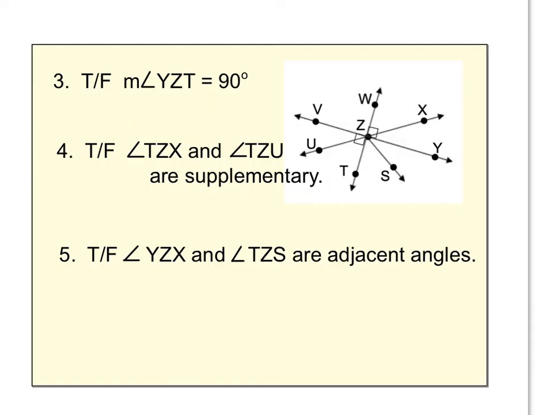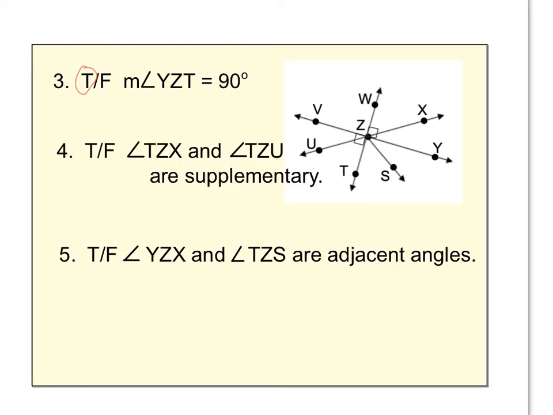All right, angle YZT. If I trace from Y to Z to T, we are trying to figure out, is that 90 degrees? I would say it is true because right here we have a 90 degrees and this is a straight line. So this would also have to be 90 degrees so that they add up to 180. 180 minus 90 is 90. So I would say that is true.